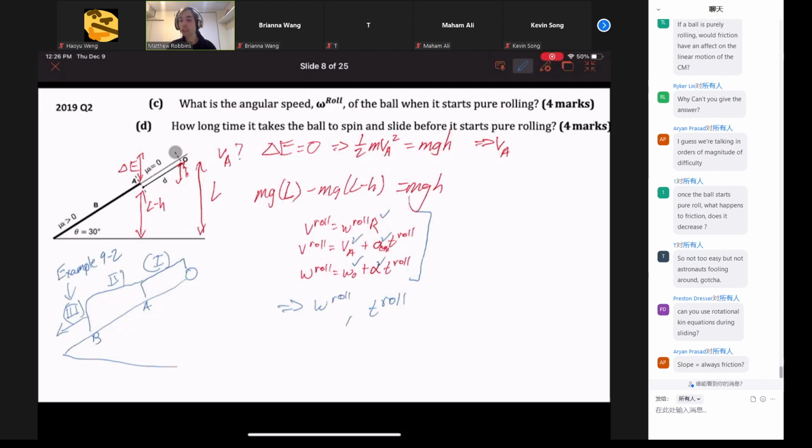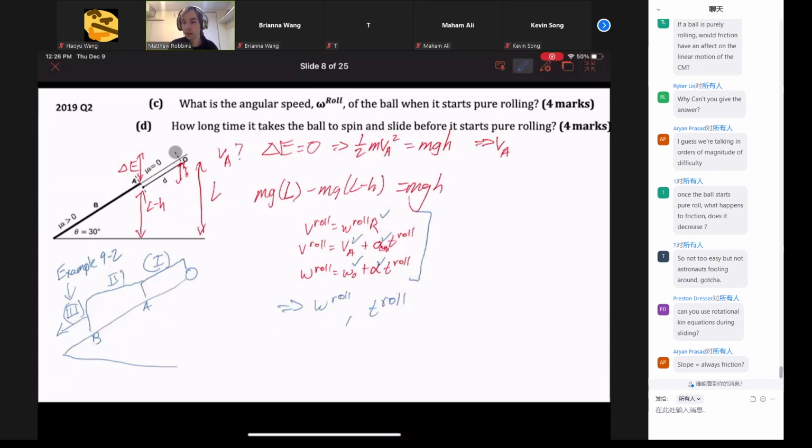Can we use rotational kinematic equations during sliding? Yes, we can. Your kinematic equations will always hold true whenever you have kinematics. The equations make no requirement on what your object is actually doing. It could be purely rolling, it could be sliding. As long as you know what your accelerations are, something about your velocities, your times, your distances, and how to relate all these, you're able to use kinematics.